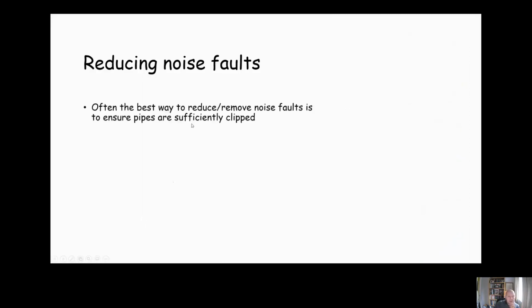So, reducing the noise, folks. First and foremost, we can make sure that the pipes are appropriately clipped, and that should hold the pipes firmly in position and reduce the incidence of noise.